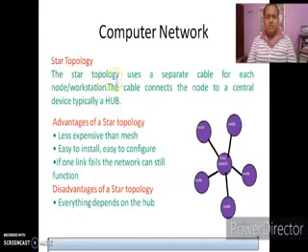Now the star topology uses a separate cable for each node or workstation. It means the central point will be connected to each and every individual workstation. The cable connects the node to the central device, typically a hub or a switch. In yesterday's lesson, we studied what hubs and switches are. Switches are intelligent hubs. Now a question arises: why is star topology preferred over bus topology?